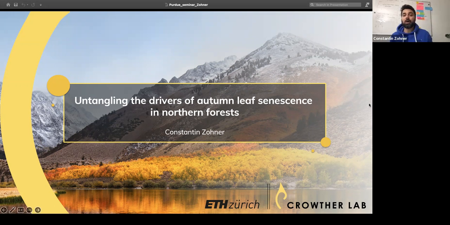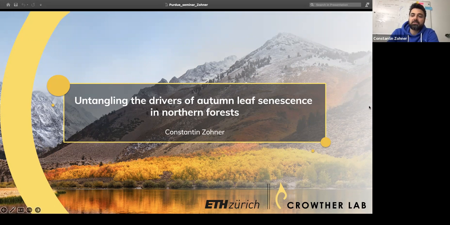And why study autumn phenology, or why study phenology in general? First of all, it has cascading effects on ecosystems. It affects species interactions, the changes we see at the moment. They also affect nutrient cycling. They have effects on the water balance of ecosystems, and they affect the overall global carbon cycle.